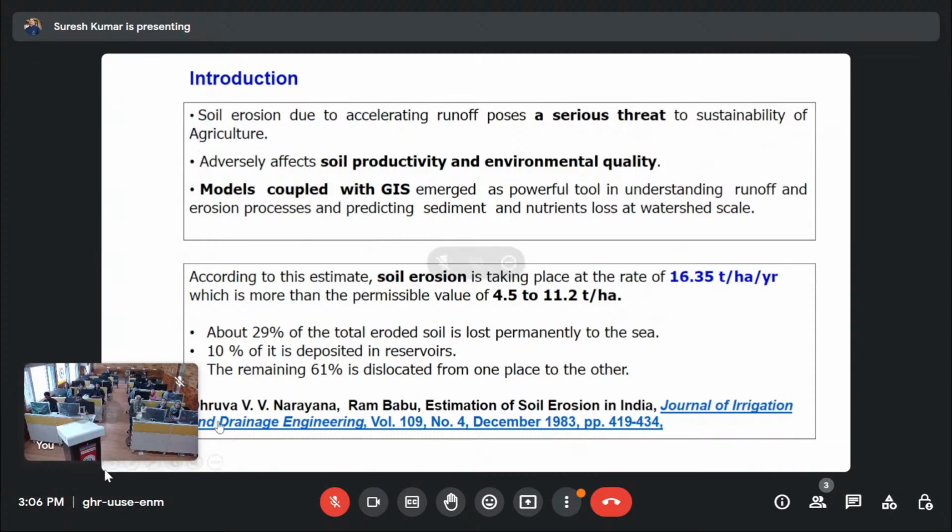I just cite one reference, the estimation of soil erosion in India. Long back, it was estimated by the Central Soil and Water Conservation Institute that the average loss of soil by erosion in India is 16.35 tons per hectare per year. But what rate can we permit? The permissible rate is supposed to be 4.5 to 11.2 tons per hectare.